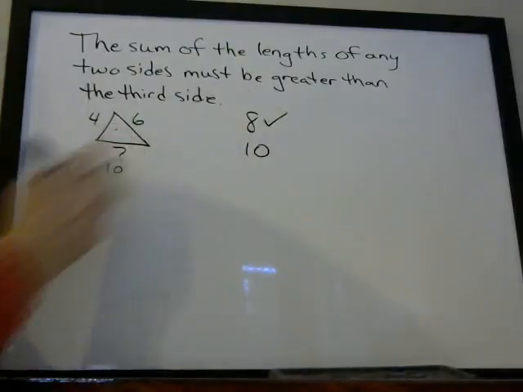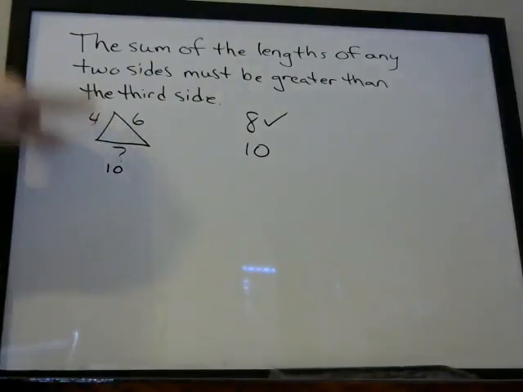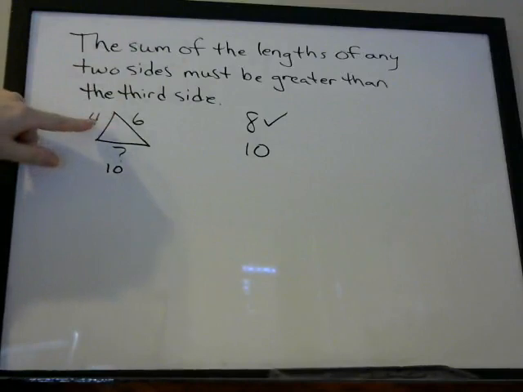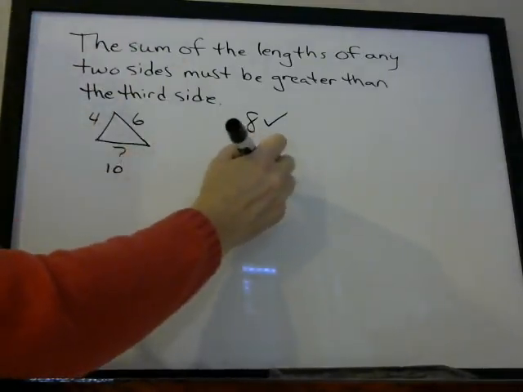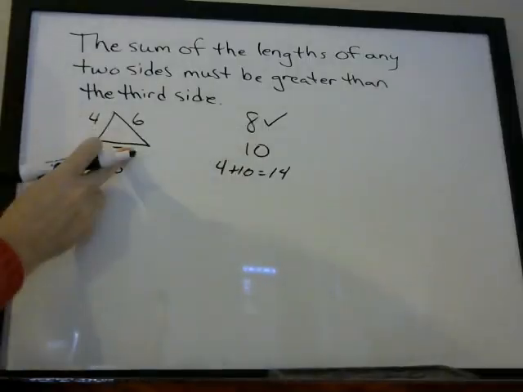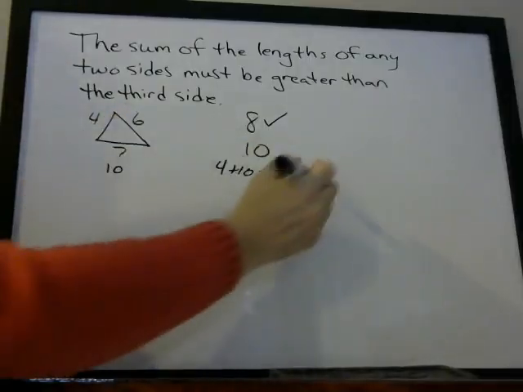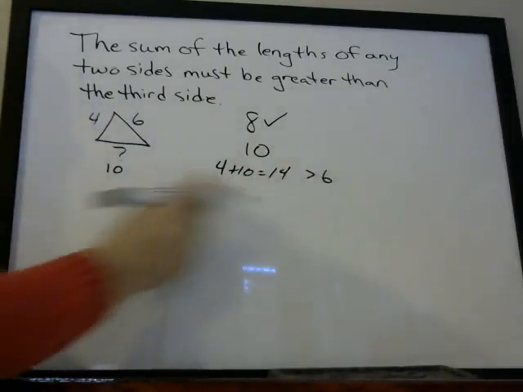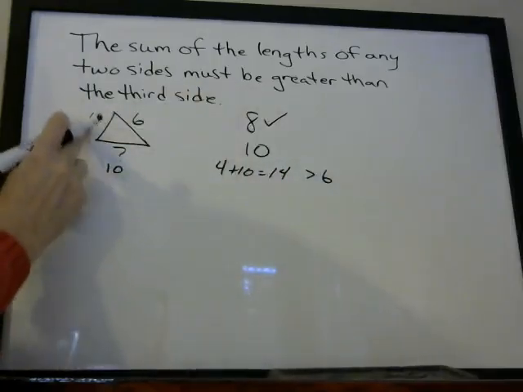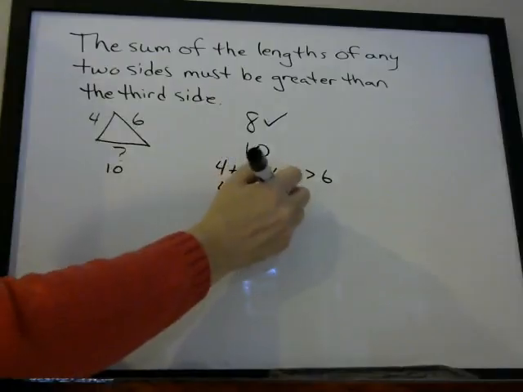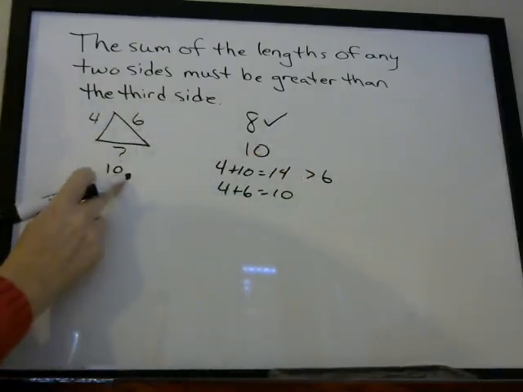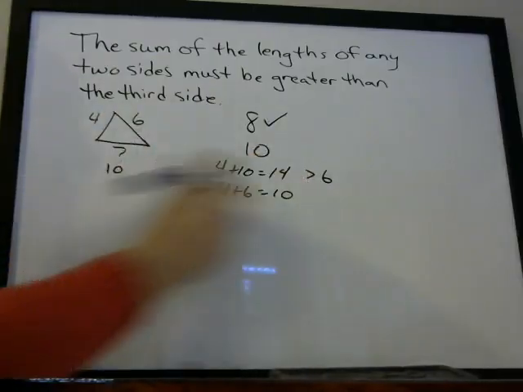So if this was 10, again, we have to do the sum of the lengths of any two sides. It doesn't matter which two you start with, we're just going to start with these two. 4 plus 10 is 14. When we're taking the sum of these two sides, the third side is this. That's greater than 6, so that works. When we take these two sides, 4 plus 6, which is 10, we're comparing it against this third side, which is 10.